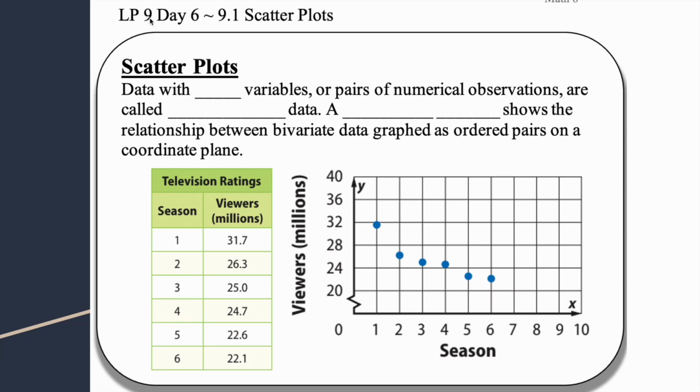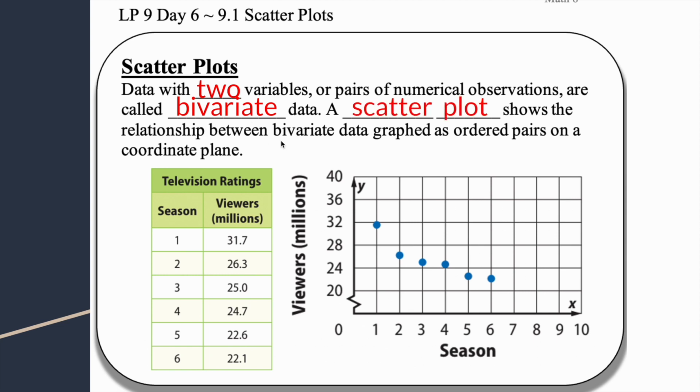In this video, we're going to take a look at what we call scatter plots. So when we have data with two variables or pairs of numerical observations, they're called bivariate data. Bivariate just means two variables, okay? So we have two things that we're kind of comparing.